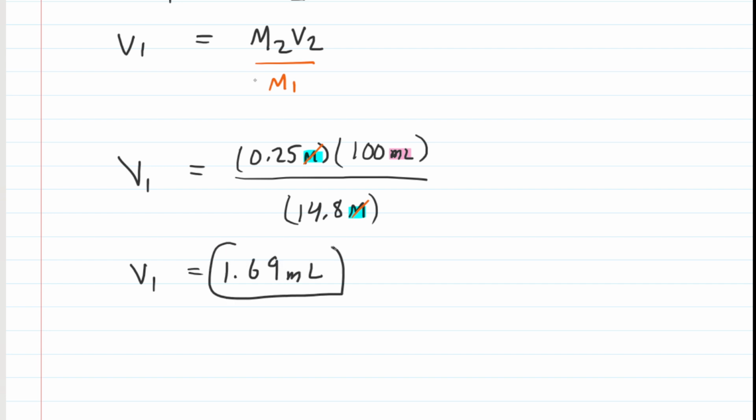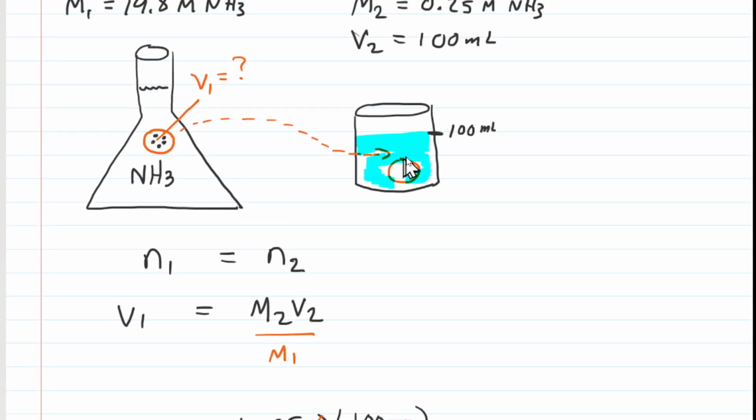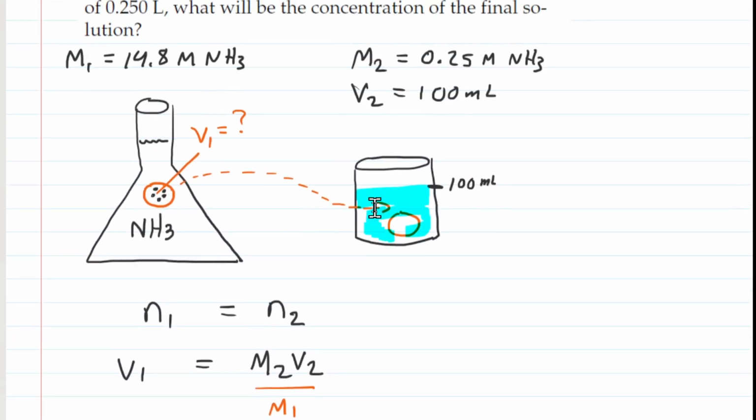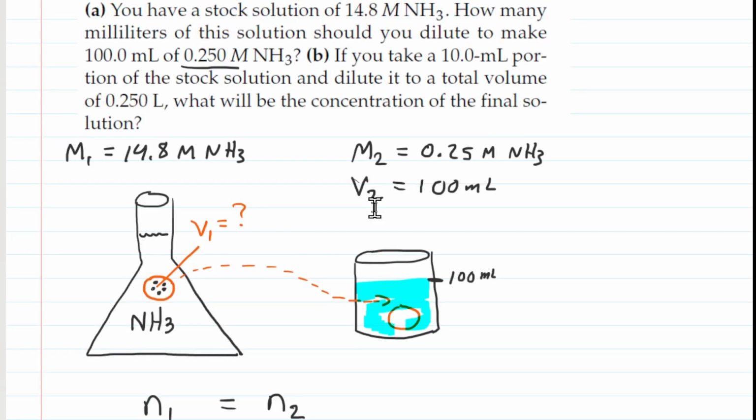And that is the volume that we must extract from the stock solution and then dilute up to 100 mils to achieve this target solution of 0.25 molar NH3. So again, the answer is 1.69 mils. We do have a part B. It says if you take a 10 mil portion of the stock solution and dilute it to a total volume of 0.25 liters, what will be the concentration of the final solution?